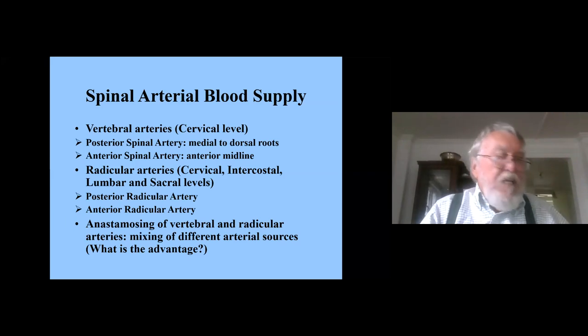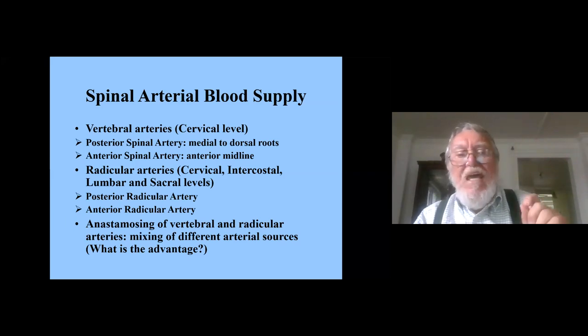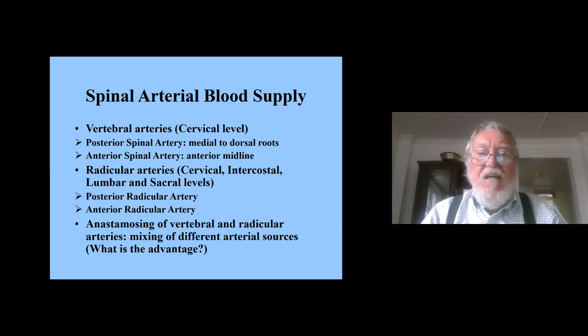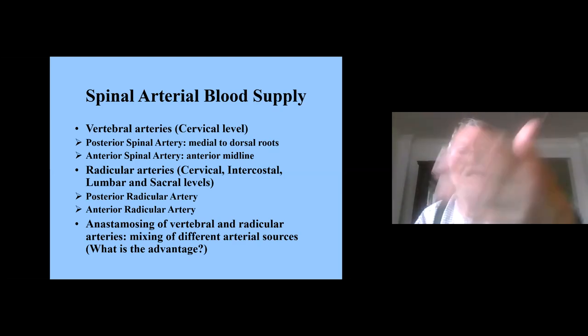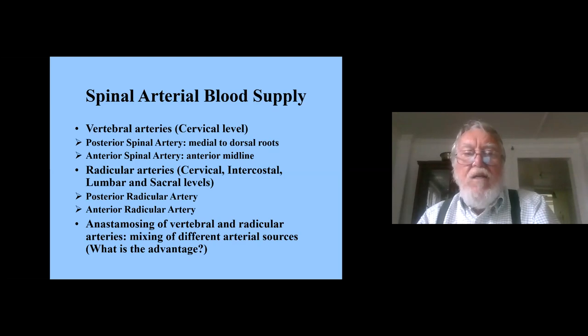So what basically happens here? If all of a sudden the left vertebral artery got completely blocked, you would still be able to get blood supply to all four different levels of the spinal cord through the radicular artery because there is an anastomosing of blood.